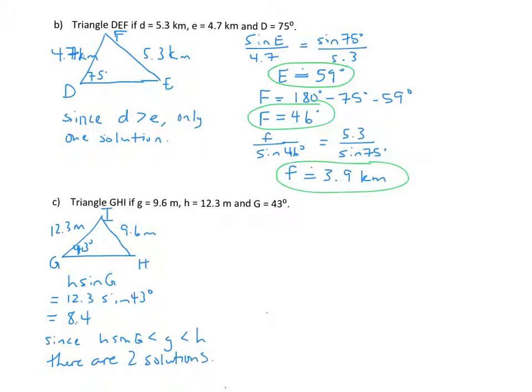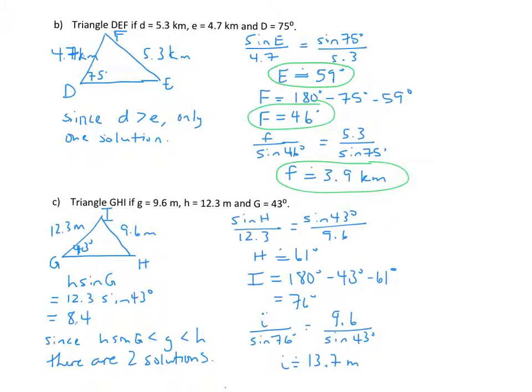And then from here, we're going to use the sine law like we did on the previous part A question. Okay, and in using the sine law, I found that angle H had a value of 61 degrees, and angle I had a value of 76 degrees, and side I had a value of 13.7 meters. From there, I'm going to find my second triangle value. That would be the triangle that has the side coming down this way instead. So it looks like that.